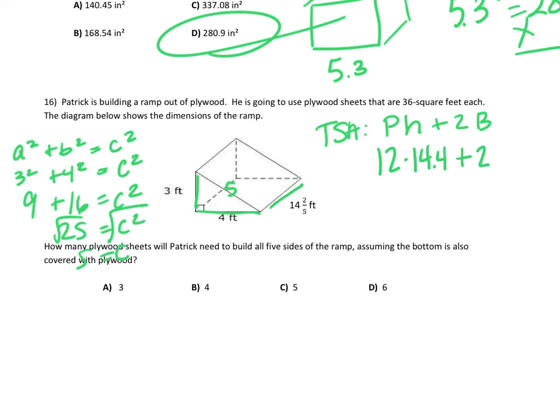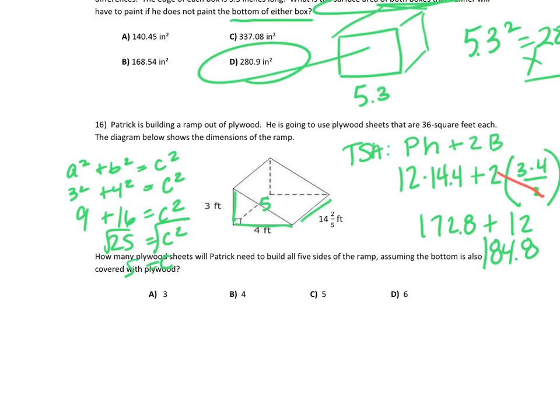Plus 2 times the area of the base. So I'm going to say 3 times 4 divided by 2. And I'm just writing it so you can see. That cancels it. I'm going to cancel this out, okay? Boom. And then I'm going to say, well, this is 12. Okay, 12 times 14.4 is 172.8. Plus 12 is 184.8.